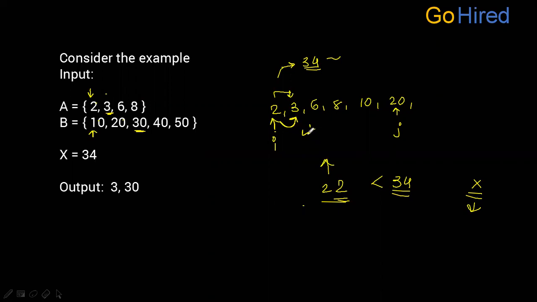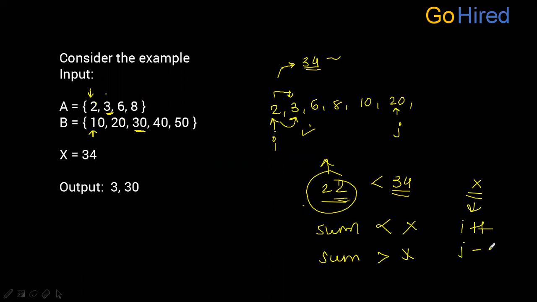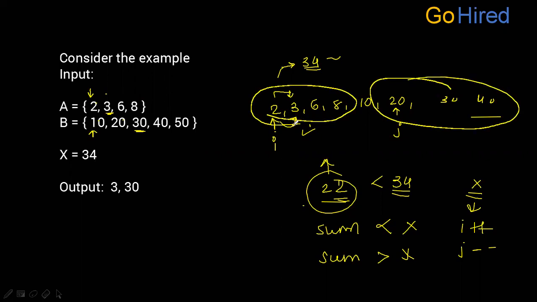So if your sum is less than the target, you do i plus plus. If your sum is greater than the target, you do j minus minus. It was 30 and 40 in the previous case. Now we just have one difference: we have two different arrays. Can we apply the same mechanism over here?